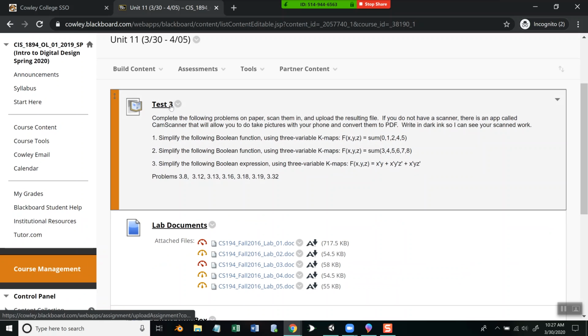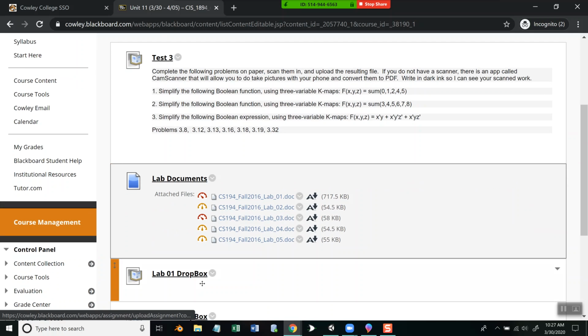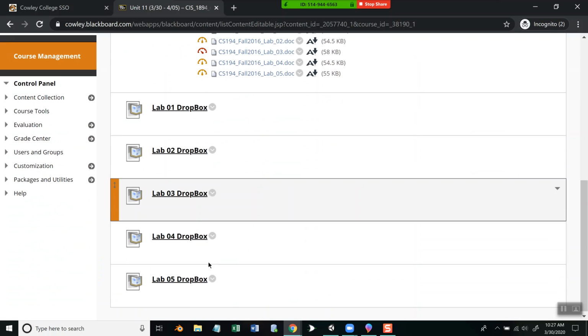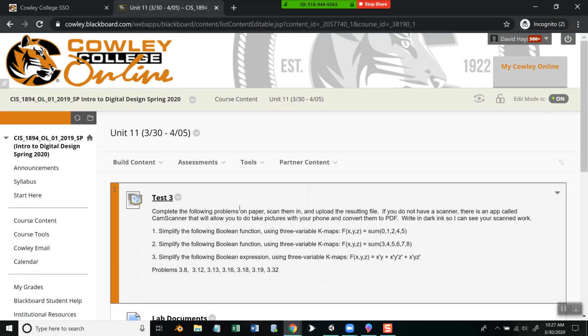The test 3 for the previous chapter is out there. You can scan your work. You can use a CamScanner to bring it in. If you want to type them in, you can, but they're mainly problems out of the book. And then the lab documents are out there too with the corresponding Dropboxes. So besides what I have out there for assignment, there won't be any assignment besides, of course, looking through it and making sure you understand everything we went over today. So I'll go ahead and stop the video there.